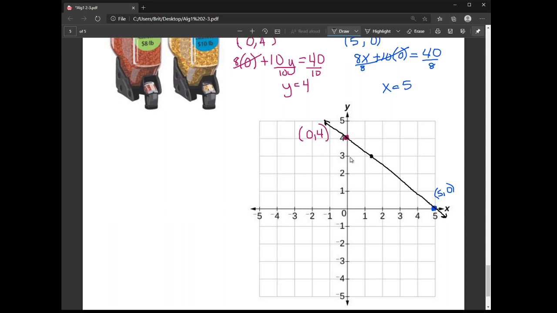I could buy 3 pounds of cashews and just slightly under 1.5 pounds of almonds. I could buy 2 pounds of cashews and about 2.5 pounds of almonds. But the closer I get to the middle of this line, the closer I'm going to get to my answer. So I would say just over 2 pounds of cashews and just over 2 pounds of almonds would be her best bet.